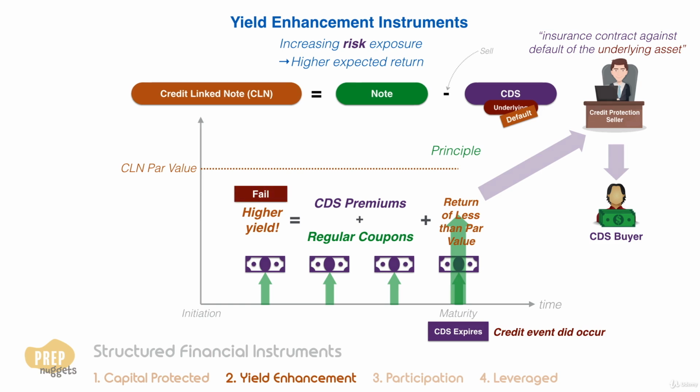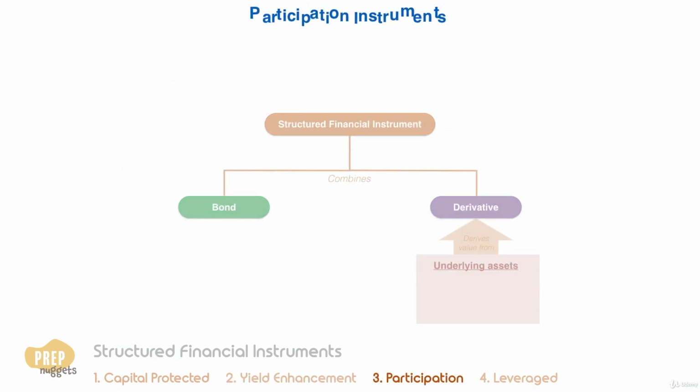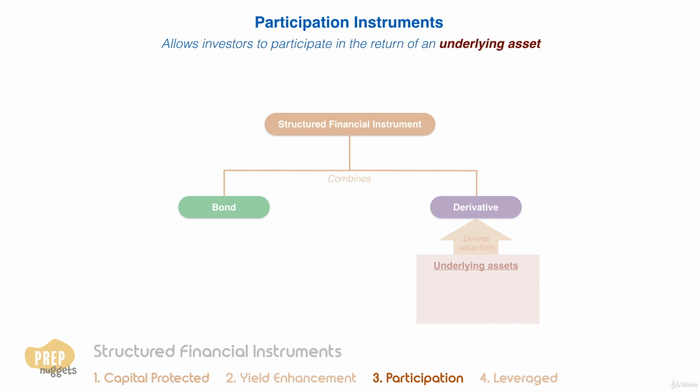Let's move on to the third category of structured financial instruments. A participation instrument is one that allows investors to participate in the return of an underlying asset. A floating rate note can be viewed as a type of participation instrument. Its payoff can be viewed as a regular fixed coupon note combined with interest rate forwards.